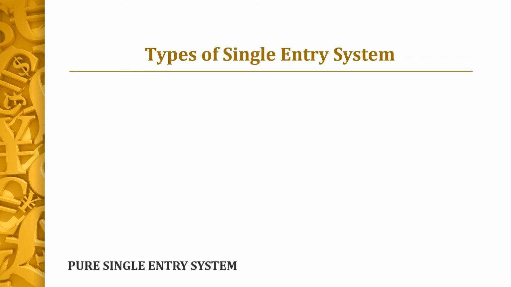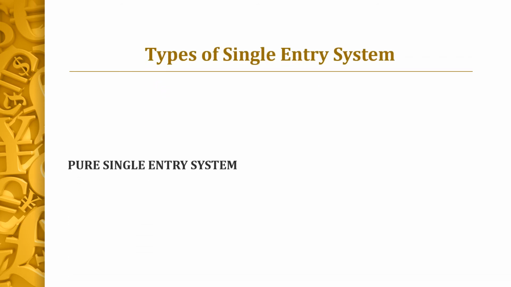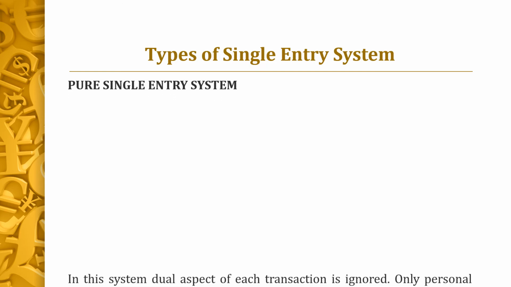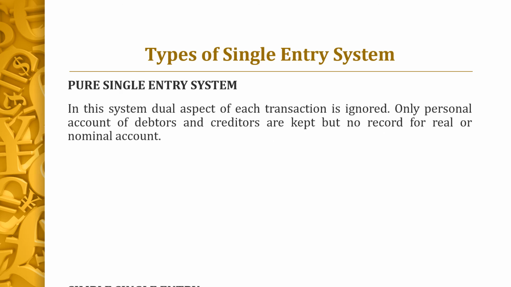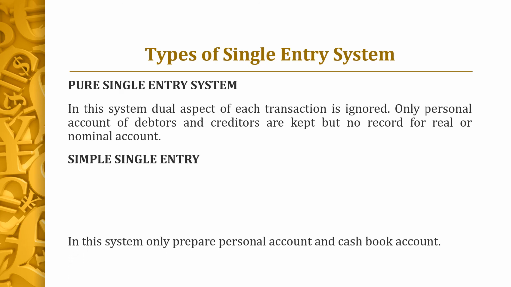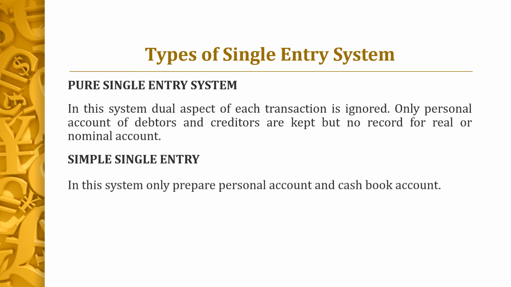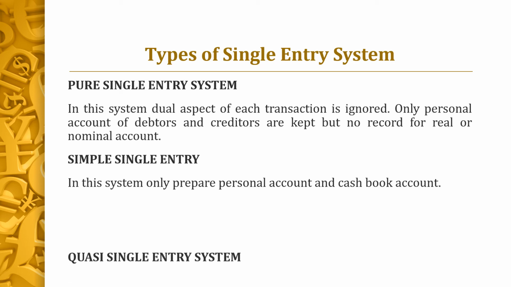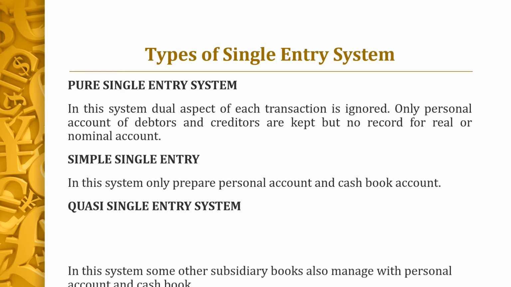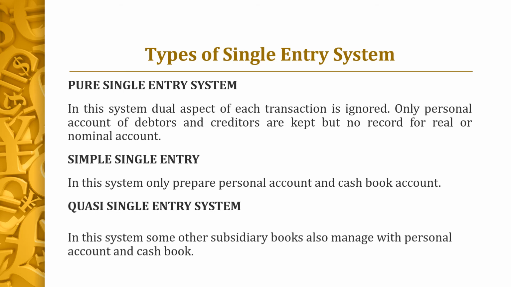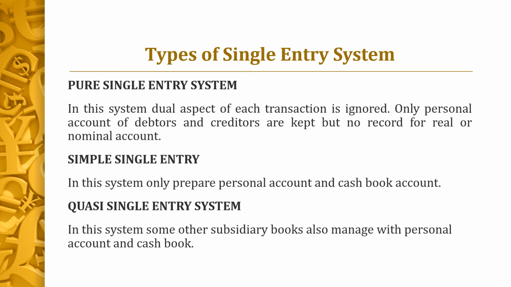All those organizations using the single entry system know its types. As per the requirement, they use different types for their organizations. The first is the pure single entry system. In this system, the dual aspect of each transaction is ignored. Only personal accounts of debtors and creditors are kept, but no record of real or nominal accounts. Then the simple entry system, in which only personal accounts and cash book accounts are prepared. The third is the quasi single entry system, in which some other subsidiary books are also managed with the personal accounts and the cash book.